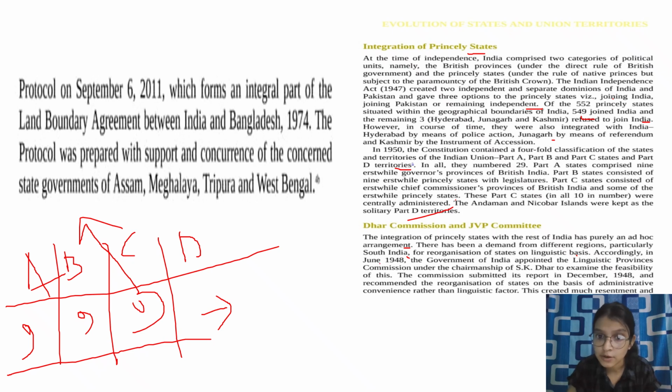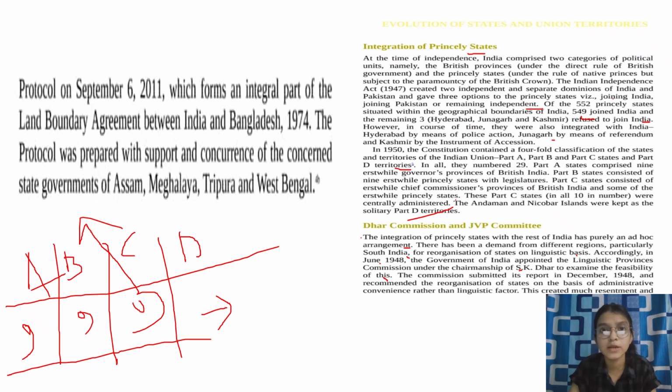Accordingly, in June 1948, the Government of India appointed the Linguistic Provinces Commission under the chairmanship of S.K. Dhar to examine the feasibility of this. That's why it is known as Dhar Commission, because the chairmanship was S.K. Dhar. So lots of agitation was ongoing.